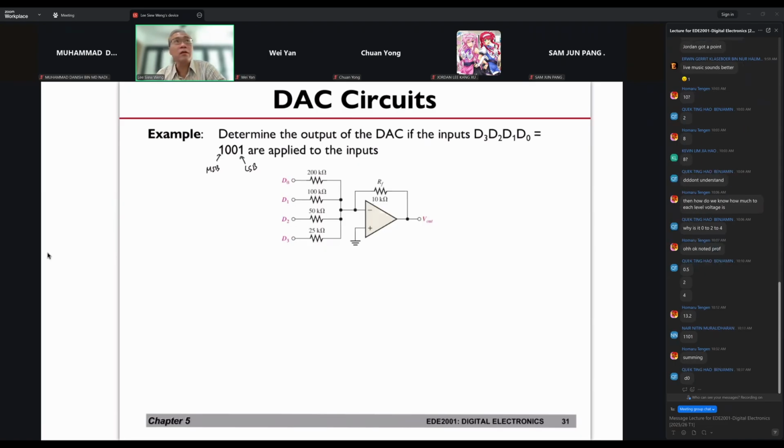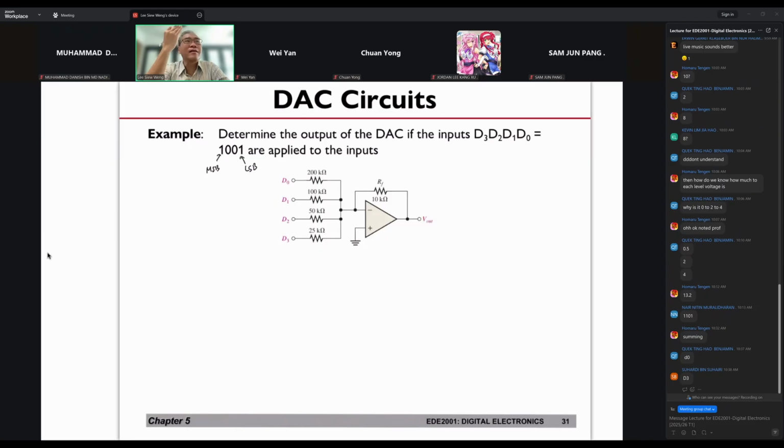D0, D1, D2, D3. Think. MSB, D3. Okay, there's a D0 and D3, right? Why D0 and why D3? Now, don't forget, your V out here is going to be minus RF over R1 times your voltage input, right? And so on and so forth.